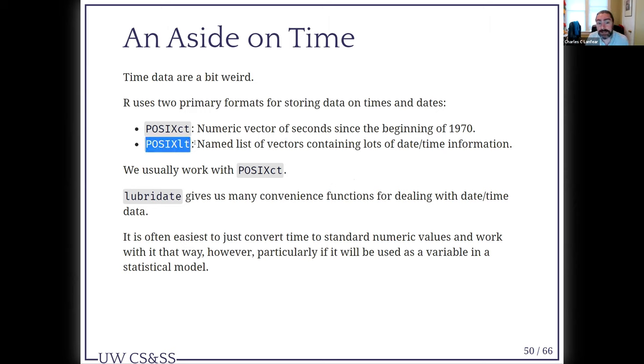There's also POSIXlt, which is a named list of vectors where each one contains lots of date time information. You rarely see POSIXlt. We usually use POSIXct, okay? Lubridate gives us convenience functions for working with POSIX objects like this and converting them into other date time objects. If you're working in a statistical model or plots, it's often easier to convert time to a standard numeric value using as.numeric and work with it that way. But if you need to plot things over actual calendar time, you probably want to keep it in a date time object and work with special functions for using axes and dates and times.